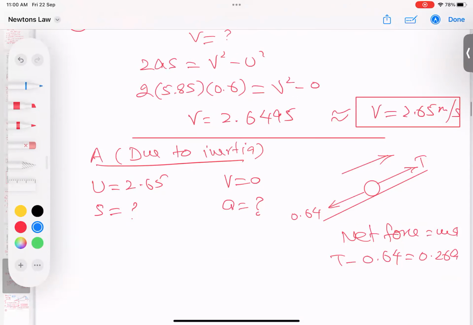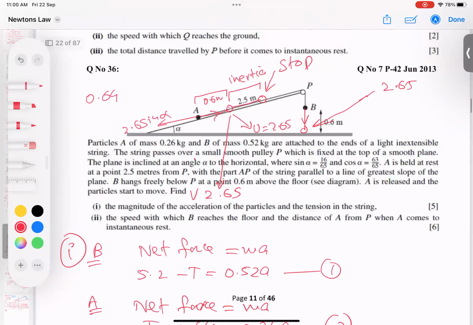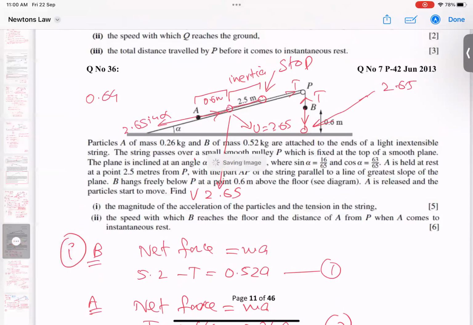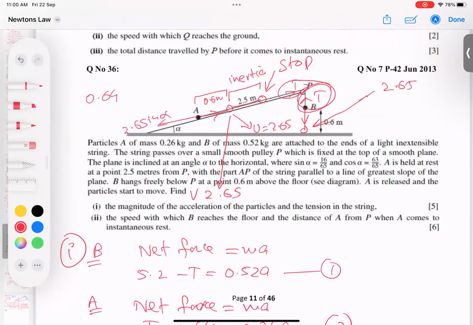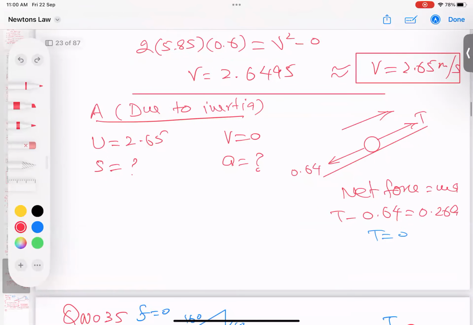But students, the tension equals 0. You ask the reason. Come back to the diagram. Both tensions are equal until this particle hits the ground. As particle B hits the ground, what happens, students? The tension becomes 0 automatically, because there is no more stress in the string. So I can find the acceleration from here: minus 0.64 divided by 0.26 gives an acceleration of negative 2.462. Now I got it, Alhamdulillah.